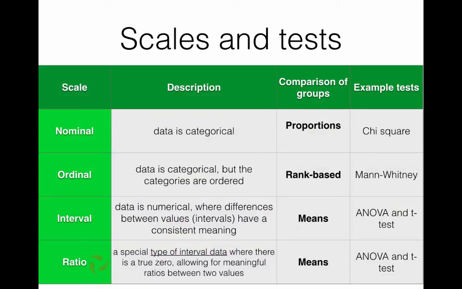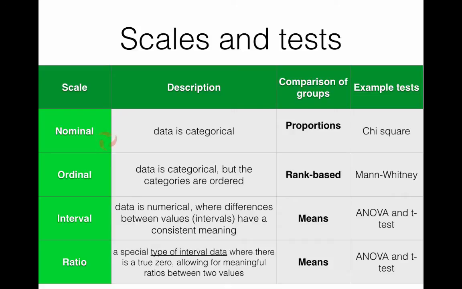Different scales of measurement require different approaches to how samples are compared. Nominal data are collected as counts of observations belonging to different categories, and samples are compared as proportions of observations belonging to a category of interest. Chi-square analysis is often used for making such comparisons.